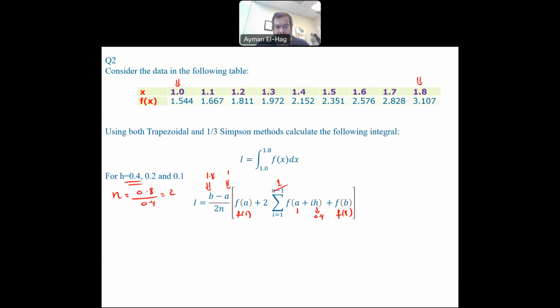So f of a is f of 1. So your integration I is equal to 0.8 divided by 2 times 2, times f of 1 plus 2 f of 1.4 plus f of 1.8. So we have all the values. This is 1.4. Just substitute here. You will find that the integration is equal to 1.791. So this is for h equal to 0.4.